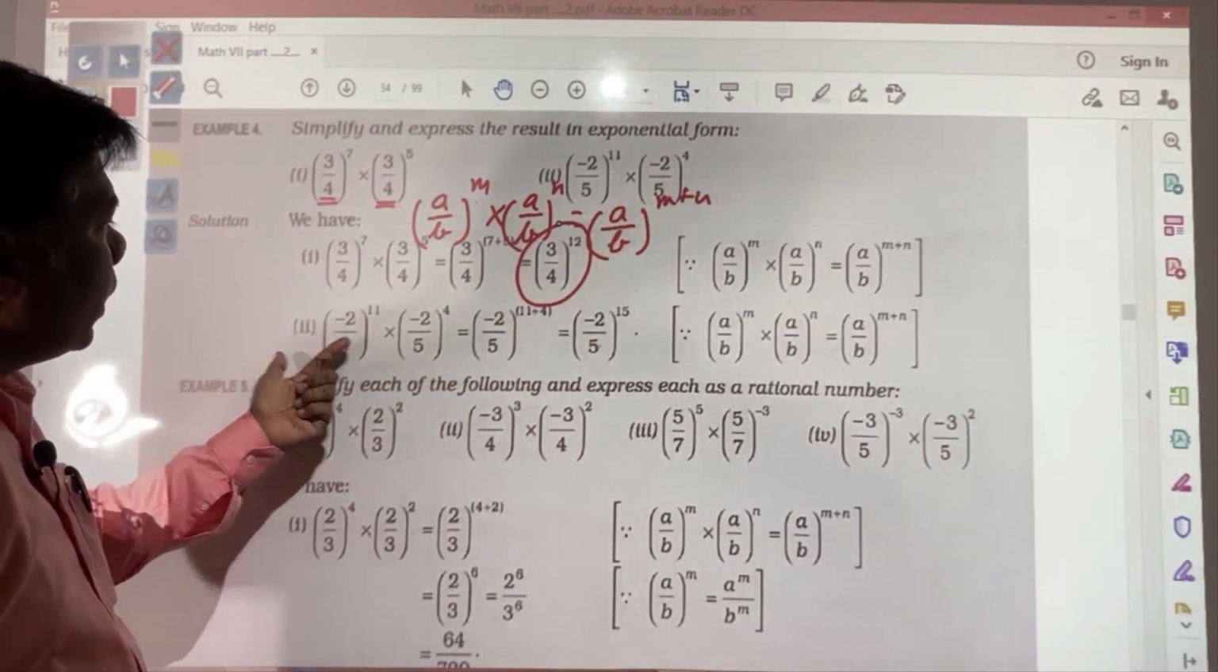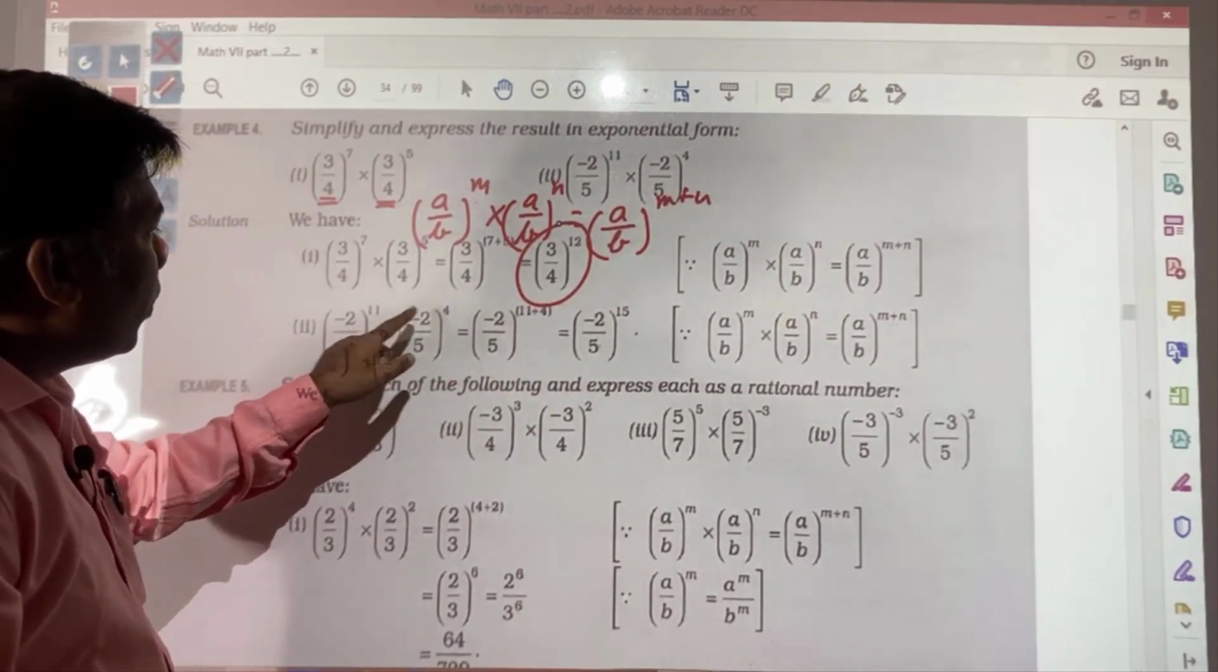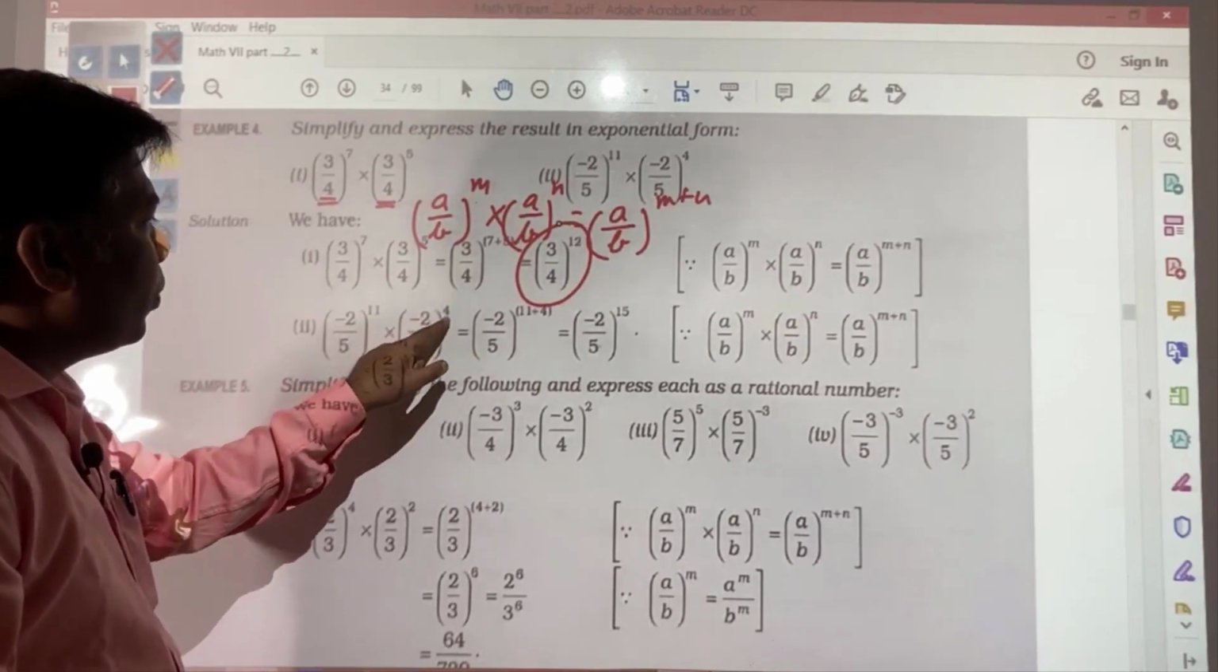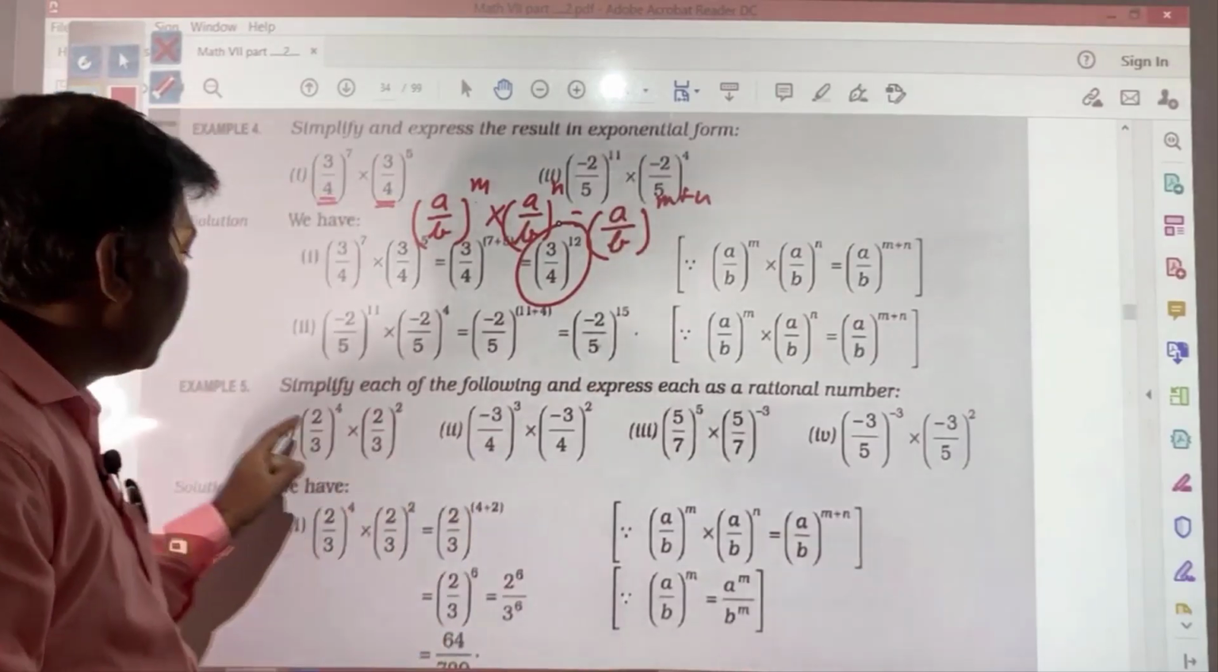Next, in the same way, you have a multiplication sign and the base is equal, so the powers will be added. 11 and 4 will be 15, so (-2/5)^15.